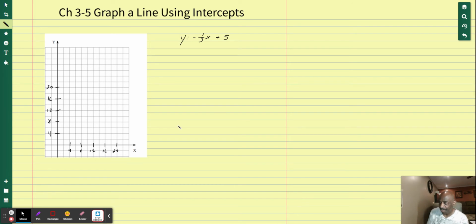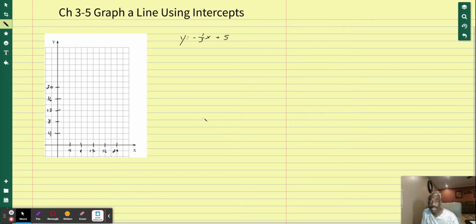All right. Let's look at this particular problem. We want to do the same thing we did on the last one, where we are going to find out what the x and the y intercepts are to graph. All right. So I need to know where the line will cross the y-axis, where the line will cross the x-axis. I'm going to use those 2 points to graph my line.